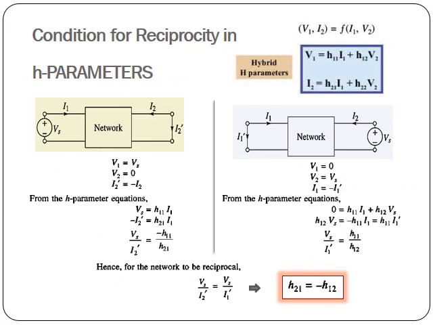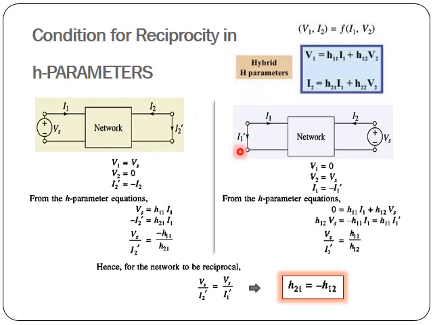Now for the condition for reciprocity in terms of H parameters. In terms of H or hybrid parameters, we have the two equations given here. We have V1 as the dependent variable and another dependent variable I2. The hybrid or the H parameters are H11, H12, H21 and H22. The independent variables are I1 and V2.